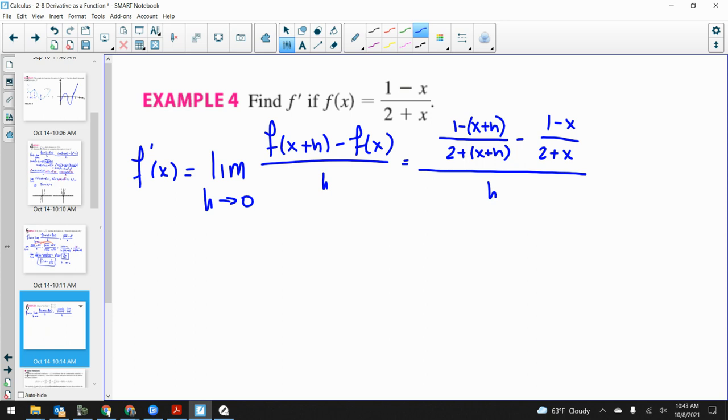So this is just a nasty, complex rational function. I've got fractions within fractions, right? And again, I can't directly substitute because I've got h going to 0. So I've got to do some manipulation. So here's what I'm going to do. I'm going to take only the numerator, and I'm going to reduce down the numerator. The numerator was 1 minus x plus h over 2 plus x plus h minus, excuse me, minus 1 minus x over 2 plus x.